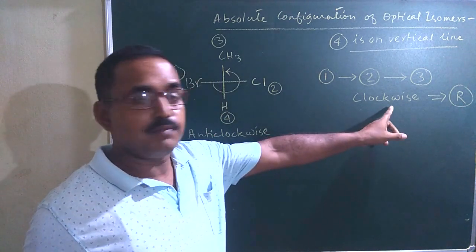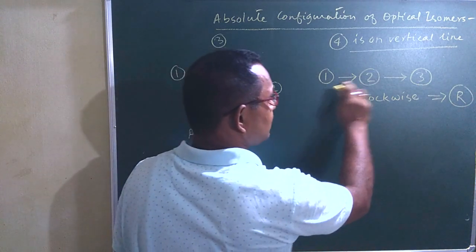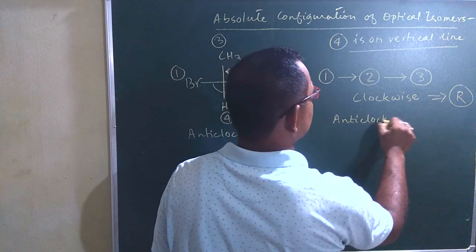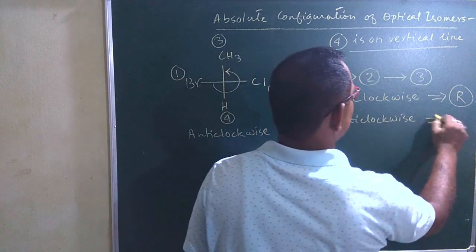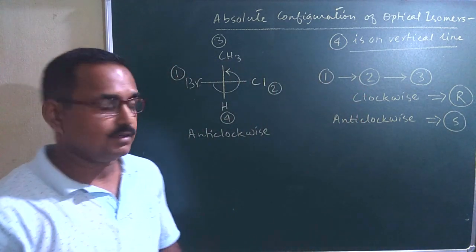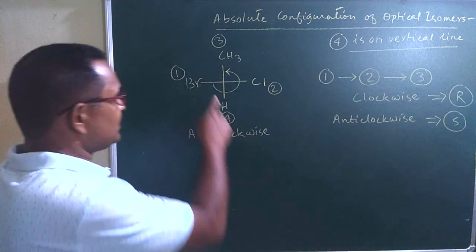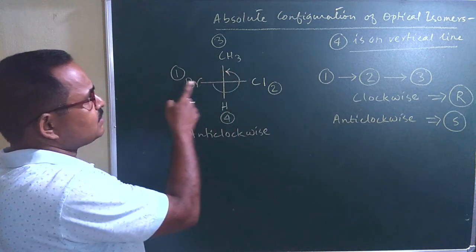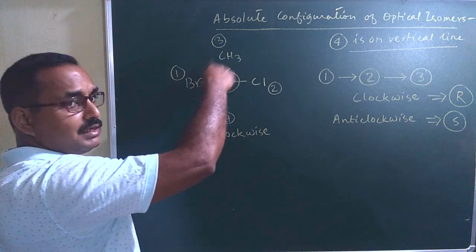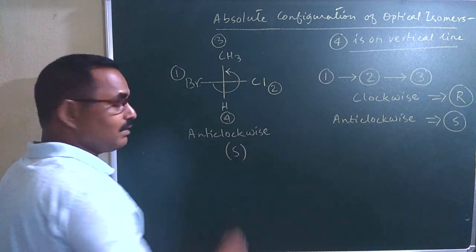So this compound will be a dextro-rotatory compound. But if the rotational sequence is anti-clockwise, the configuration will be S. S comes from sinister. Sinister means left. So in this particular case, the rotational sequence 1, then 2, then 3, it is what? It is anti-clockwise. So the configuration will be S.